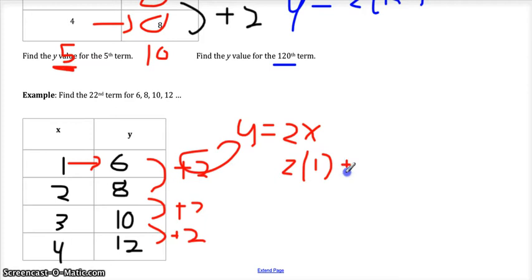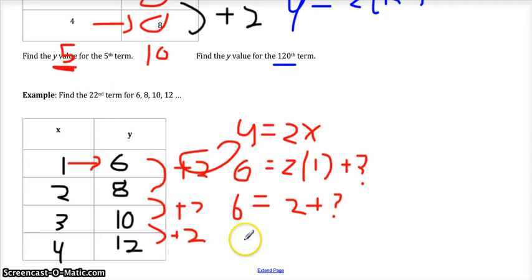And we're going to have to add something to it because 6 is bigger. So y equals 2 plus what will get me to that y value of 6. So 6 equals 2 plus a question mark. If you subtract 2 from both sides, you'll find out that 4 will equal that question mark. So our equation is y equals 2x plus 4.